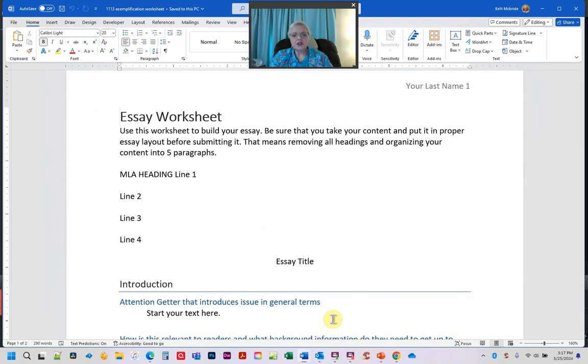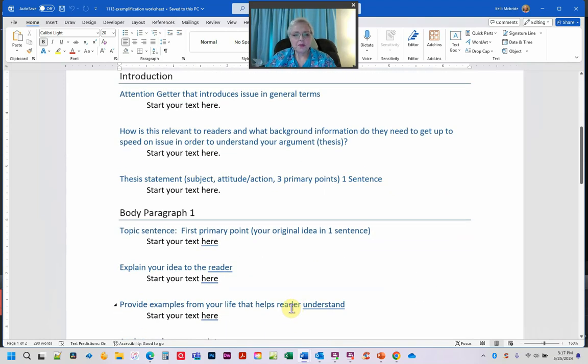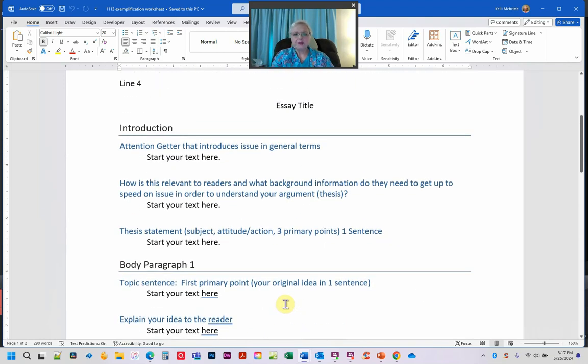So the first thing you see in the worksheet is it tells you again to do your MLA heading and your essay title. That's part of formatting. We're not worried about that right now. So the first section is your introduction. Your introduction is your first impression with your reader. So it's really important that before you start writing your essay that you have those first steps done.